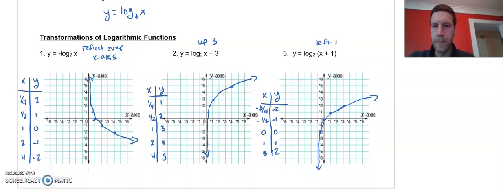Okay, so there you go. First one or second one's translating up 3, third is left 1. And remember, these are modifying the original parent graph from the warm-up.